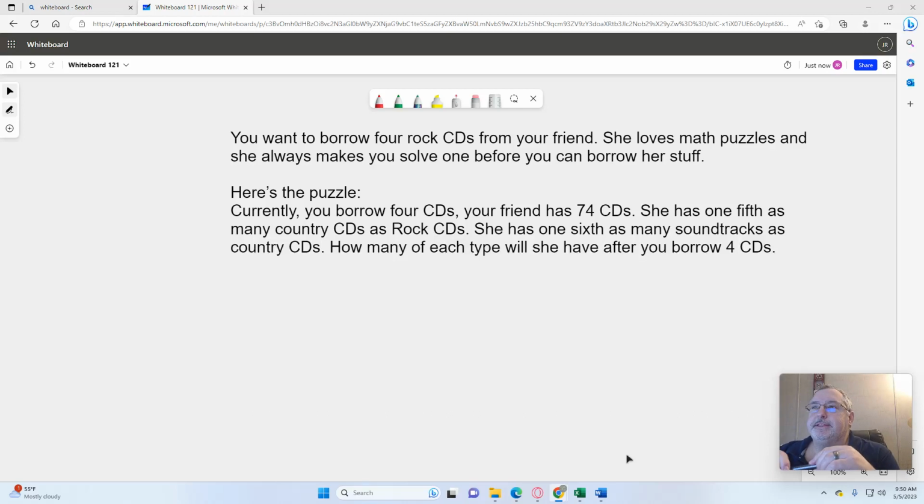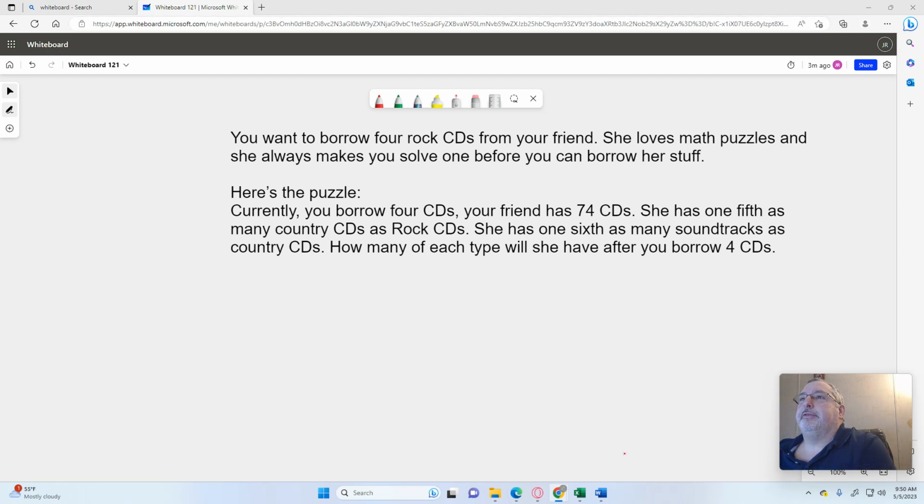We're looking at this systems problem in one of your lessons. This is a similar example: you want to borrow 4 rock CDs from your friend. She loves puzzles, and she always makes you solve one before you can borrow stuff. So here's the situation. Currently, you want to borrow 4 CDs. Your friend has 74.